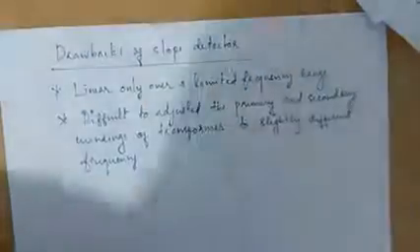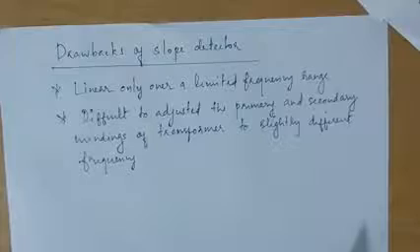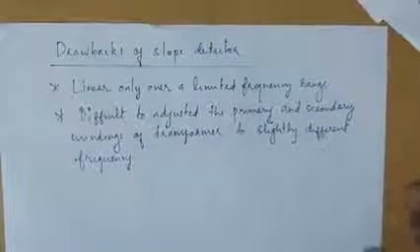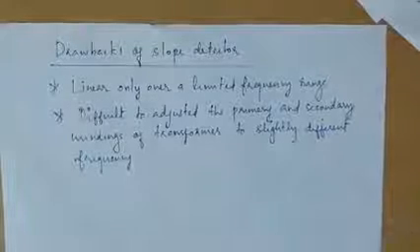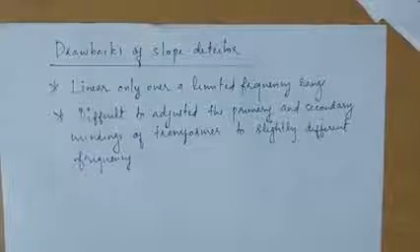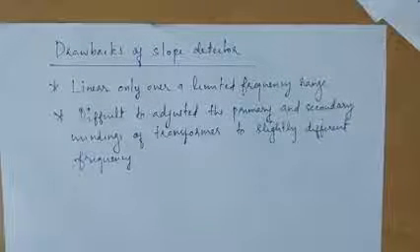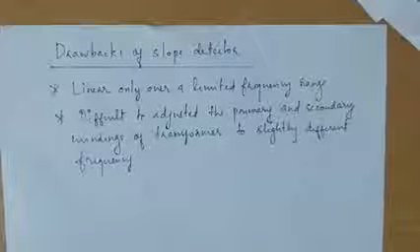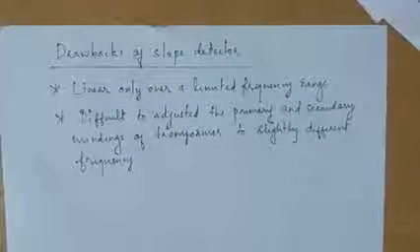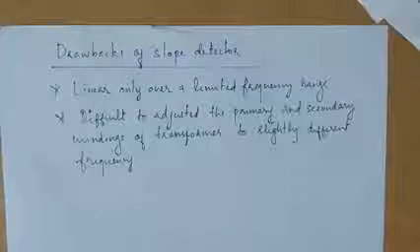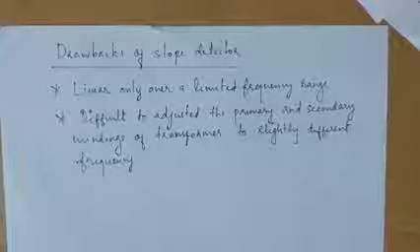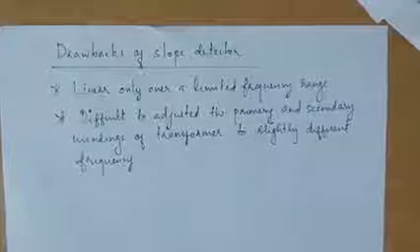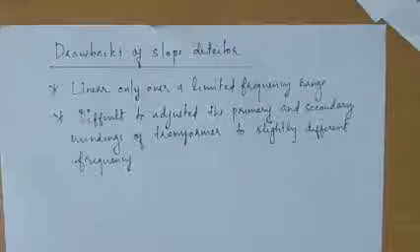Here I am explaining the drawbacks of the slope detector. The first one is that it is linear only over a limited frequency range. Even though the circuit is one of the simplest forms of FM demodulators, if the frequency deviation is maximum, that means if Fc plus Fd and Fc minus Fd is very large, we cannot convert that frequency deviation into voltage effectively. That means non-linearity occurs.